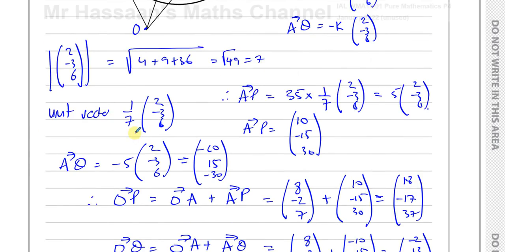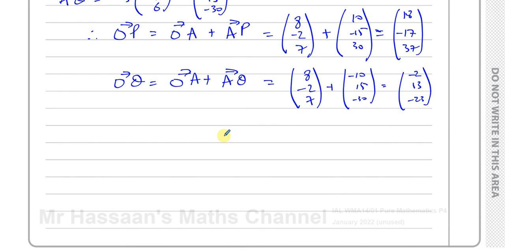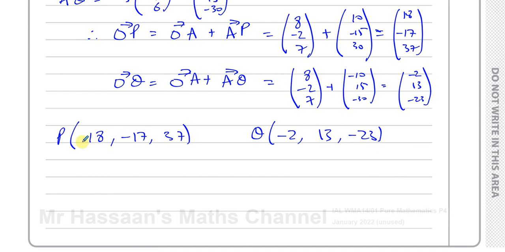Does it say coordinates or position vector? Coordinates of P and Q. So they want the coordinates of P and Q. P has coordinates (18, -17, 37), and Q has coordinates (-2, 13, -23). And we see P is the one with the bigger x coordinate.